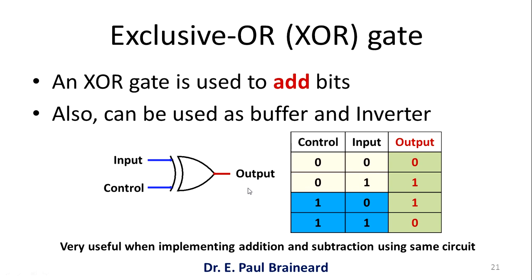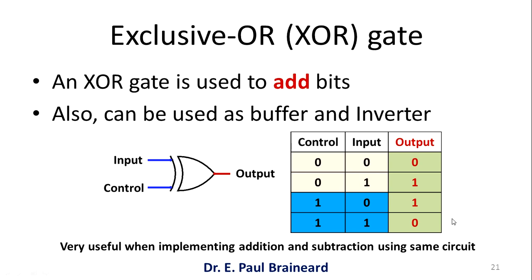Now if you make control at logic high, the input is inverted. For example, if you have 0 at the input, you will get 1 at the output. If you have 1 at the input, you have 0 at the output. Therefore, this particular gate, depending upon the control signal, you can use it either like a buffer or inverter. If the control signal is 0, it works like a buffer. If the control signal is 1, it works like an inverter.